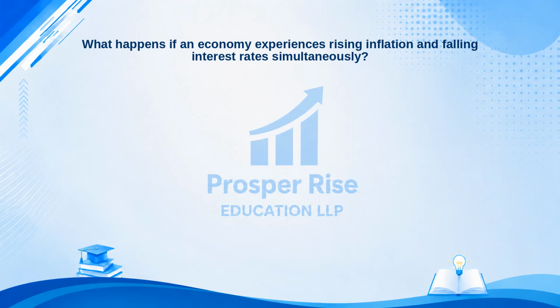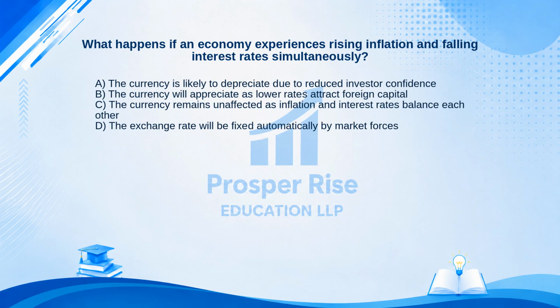What happens if an economy experiences rising inflation and falling interest rates simultaneously? Here are your options. A. The currency is likely to depreciate due to reduced investor confidence. B. The currency will appreciate as lower rates attract foreign capital. C. The currency remains unaffected as inflation and interest rates balance each other. Or D. The exchange rate will be fixed automatically by market forces.